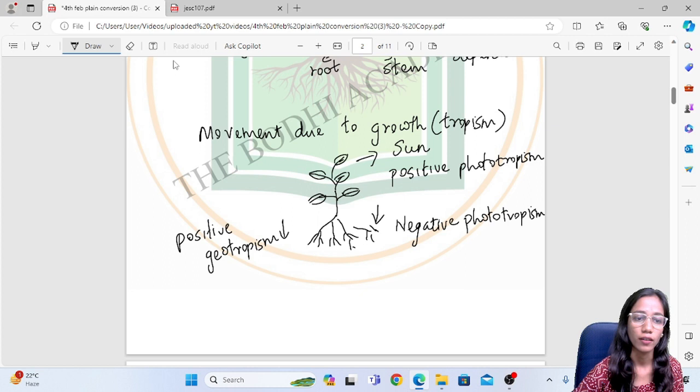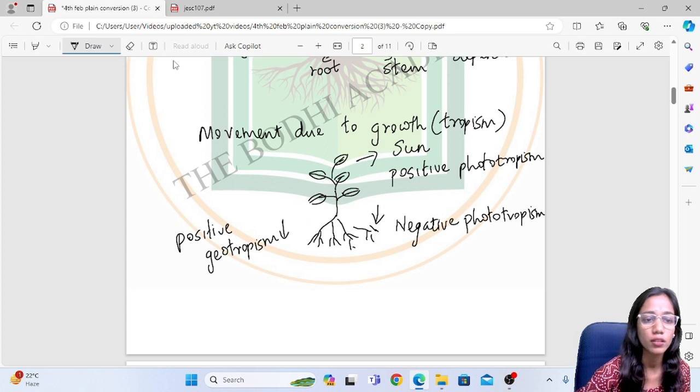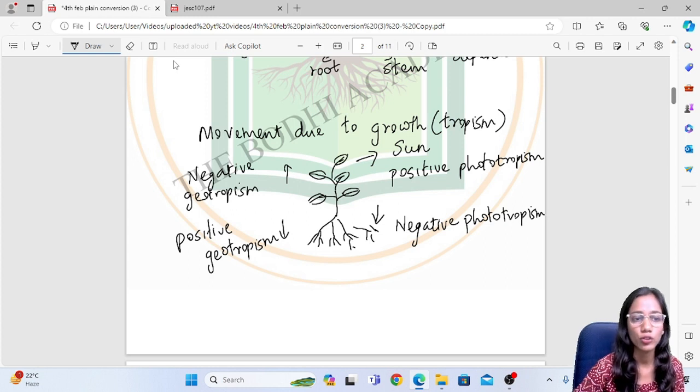And why is the plant going up and not growing downwards? It is because it is negative geotropism. So this is negative geotropism. So growth is called tropism over here.